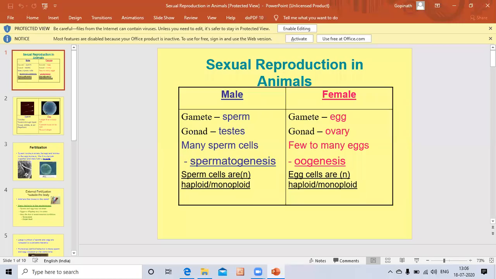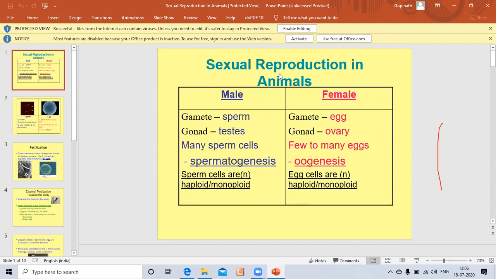So this is sexual reproduction in animals. In sexual reproduction, particularly in human beings, the reproduction is carried out by different male and female gametes. So male and female gametes carry out the process of reproduction.